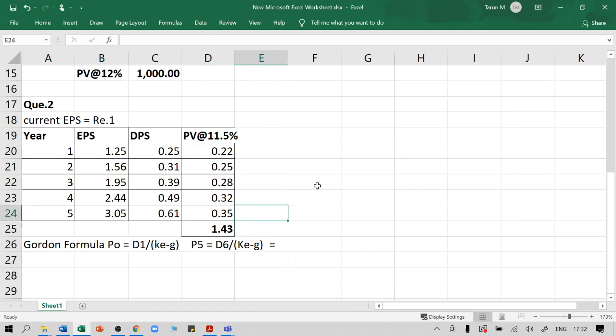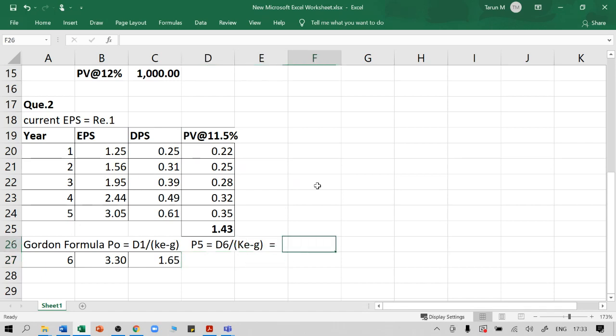Let me tell you what is D6 over here. D6 means the dividend for the 6th year. So first I have to calculate EPS for the 6th year. Look, EPS for the 6th year will be the 5th year's EPS multiplied by 1.08 because 8% growth is there. So this is 3.30. And the 6th year's DPS will be EPS into 50%. This is your dividend per share for the 6th year.